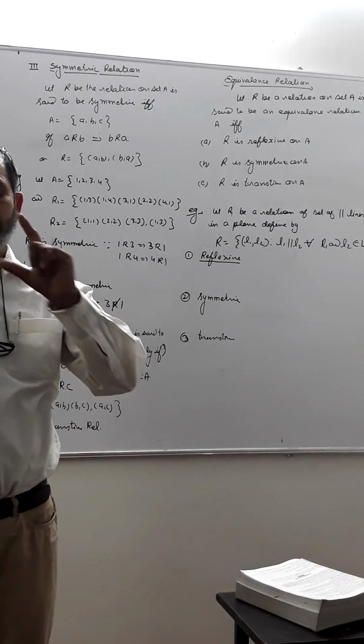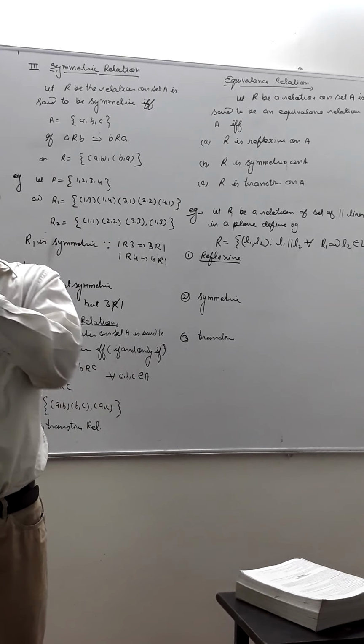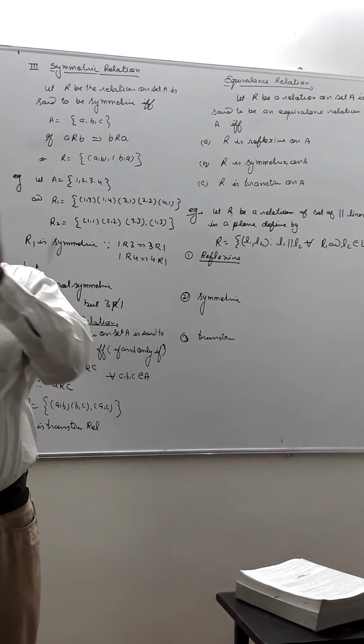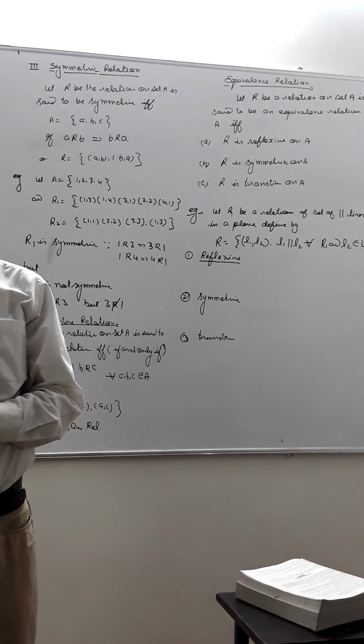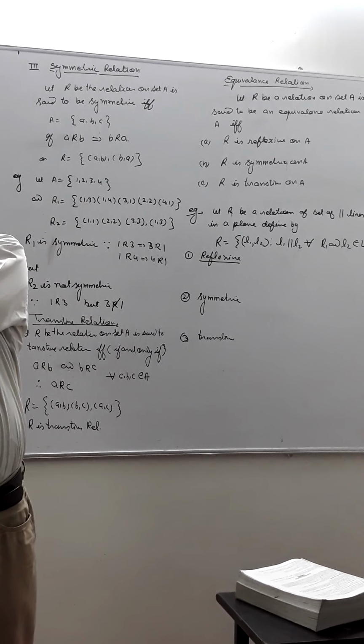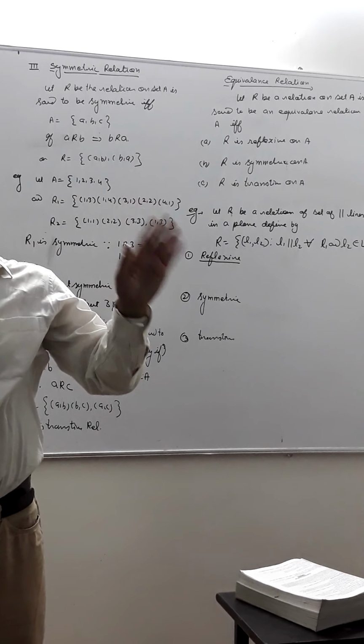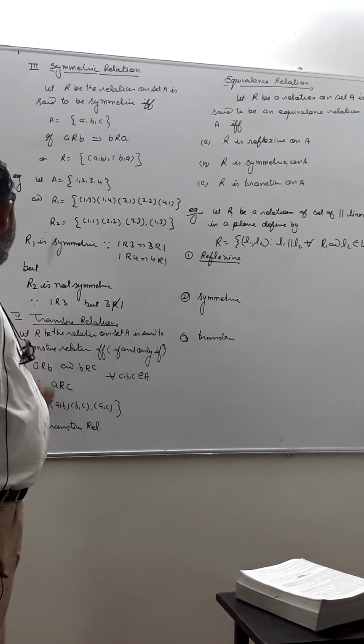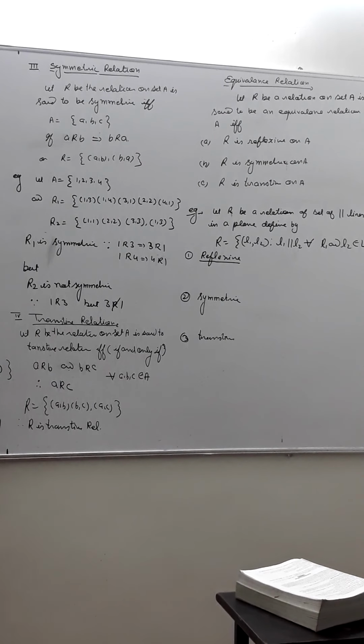Third, if the first triangle is similar to the second and the second is similar to the third, then the first and third are also similar. Therefore that relation is known as a transitive relation.